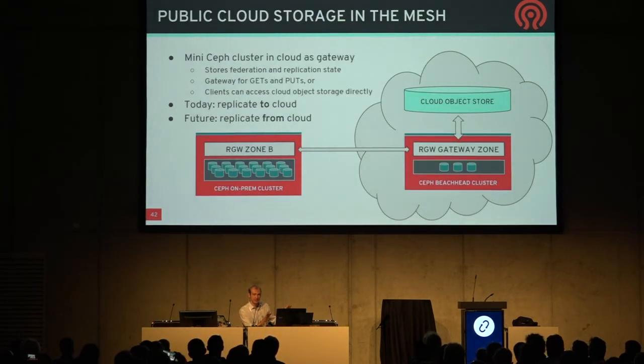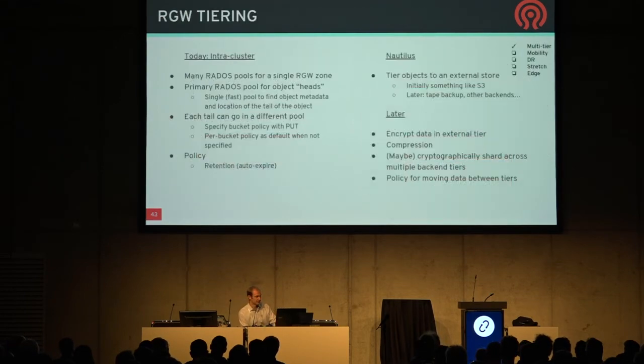But when we think about the big picture again, we have IT organizations that span private clouds and public clouds. We can actually include the public cloud in this mesh as well. And so the idea here is that you'd have a minimal Ceph cluster sitting in a public cloud that is acting as a gateway and storing just the metadata about replication and so on, but then storing all the actual object data in S3. So today, we can replicate data that's stored in the RGW buckets into S3, and you can get them either via RGW or by talking directly to the S3 bucket using, you know, Amazon CDN or whatever it is. In the future, we'll want to reverse that as well. So when you put an object into the linked S3 bucket, it would also replicate back into RGW. That doesn't exist yet, but it's coming in the future.